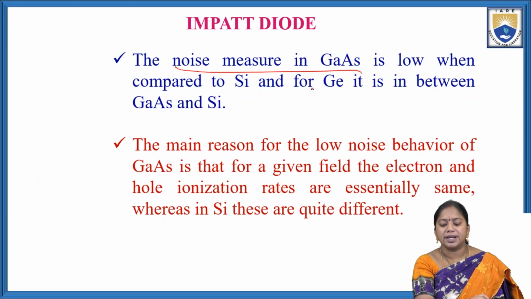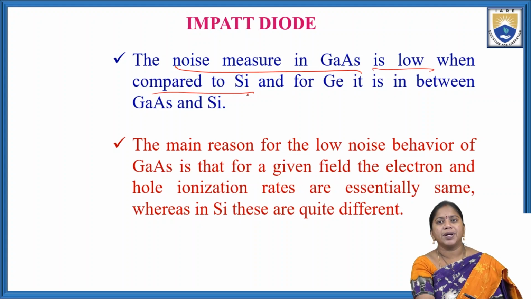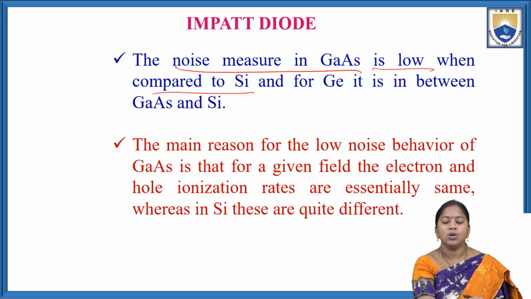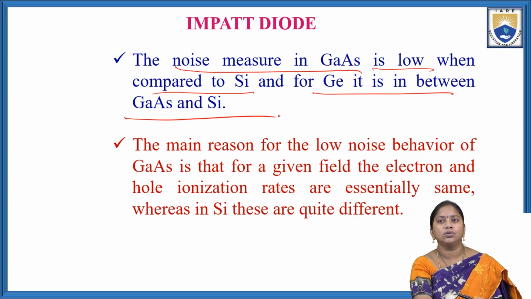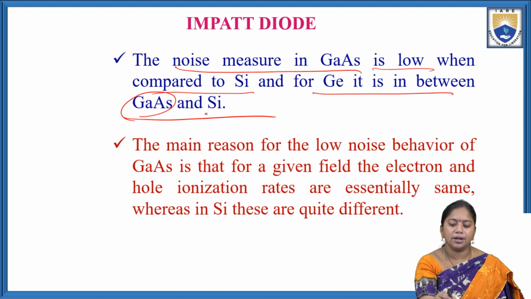The noise measured in gallium arsenide is low when compared to silicon. By comparing with silicon, the noise measured in gallium arsenide samples is low. And for germanium, it is in between gallium arsenide and silicon.